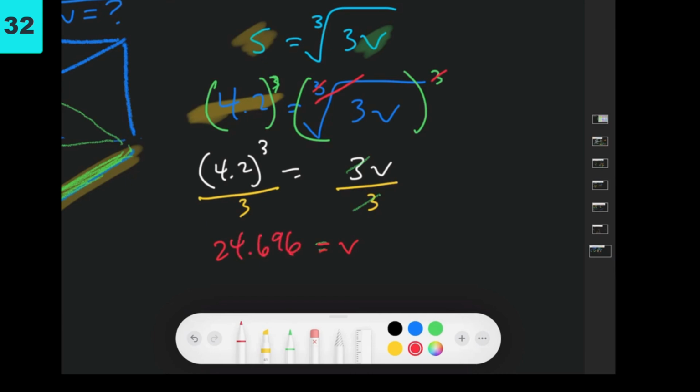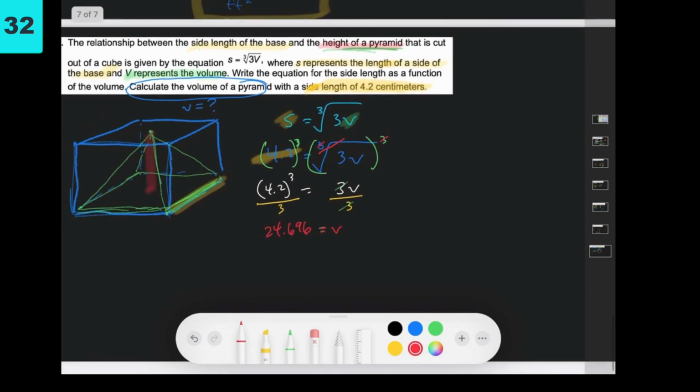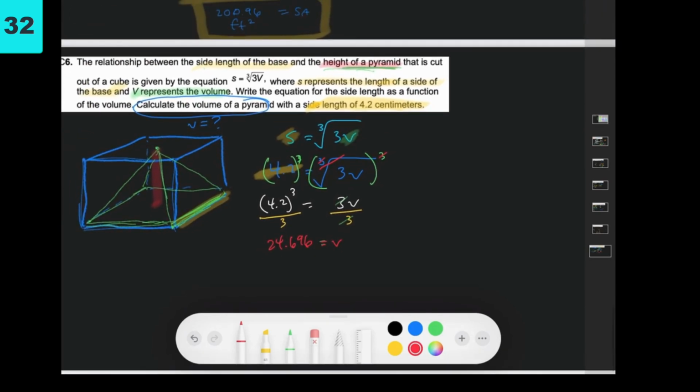Okay, so volume. Let's look at what we have here. It is going to be centimeters cubed. Okay, it just doesn't mean take the power 24.696 to the third power. It's just saying those are the units, units of measurement. Okay. And that's our answer.